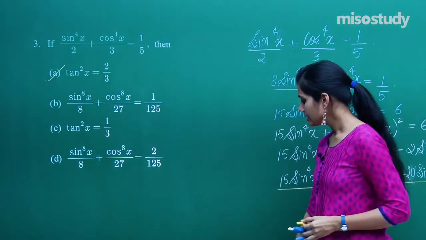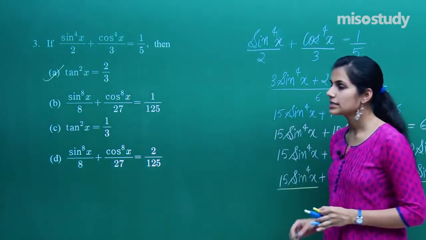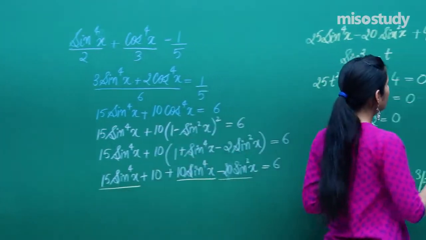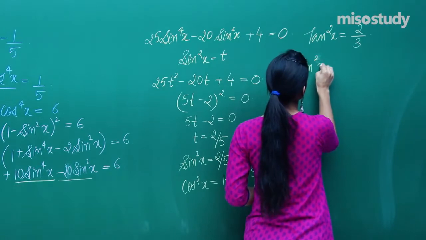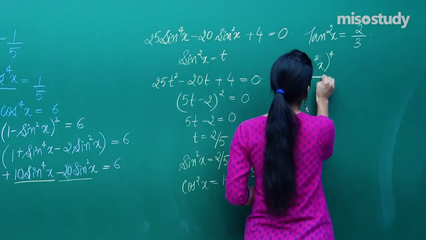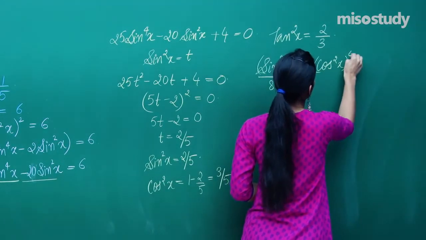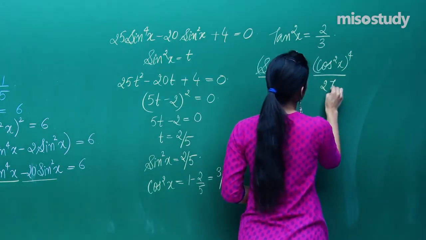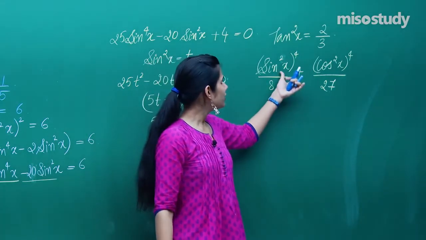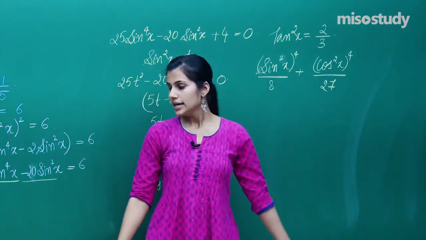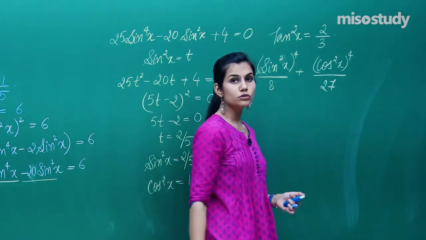The next expression is sine 8x upon 8 plus cos 8x upon 27. So, sine 8x upon 8 plus cos 8x upon 27. I can write it like this. Why have I written it like this? Because I know the values of sine square x and cos square x. Sine square x is 2 by 5. So 2 by 5 whole to the power 4.